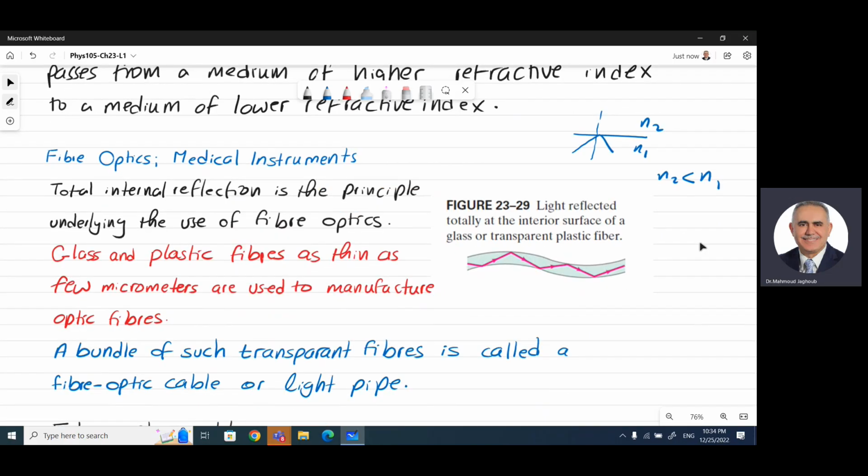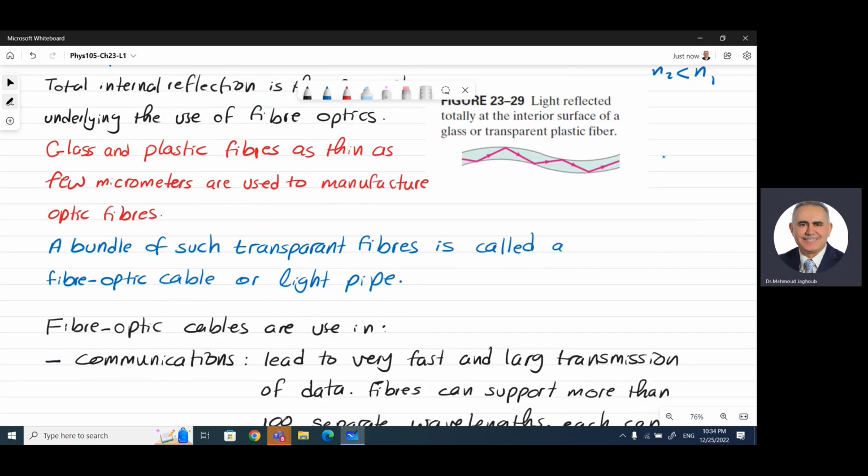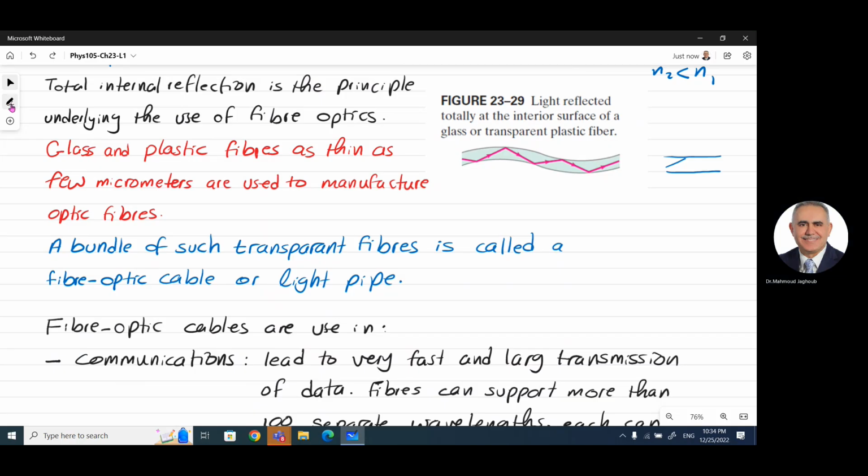So where is this important? It is important in communications, and also in medicine. Because in communications, as you know, whenever you send messages or make phone calls you are sending signals. When the signal comes, let's suppose this is the wire carrying the signal. Maybe this is the incident light, and this is the normal.